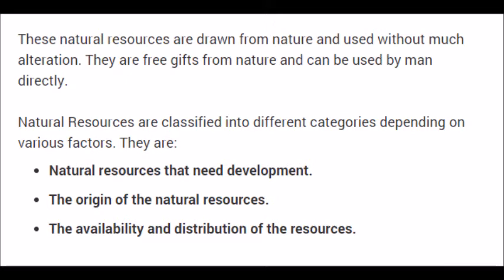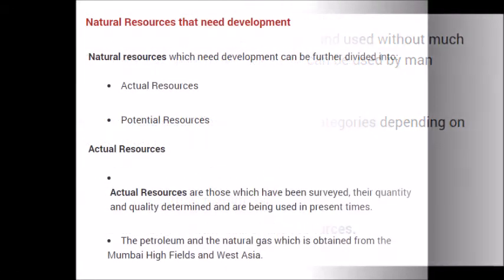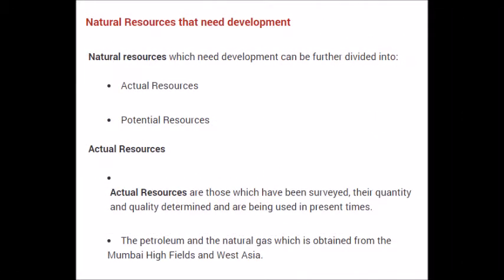Natural resources are classified into different categories depending on various factors. They are: natural resources that need development, the origin of the natural resources, and the availability and distribution of the resources. Natural resources which need development can be further divided into actual resources and potential resources.